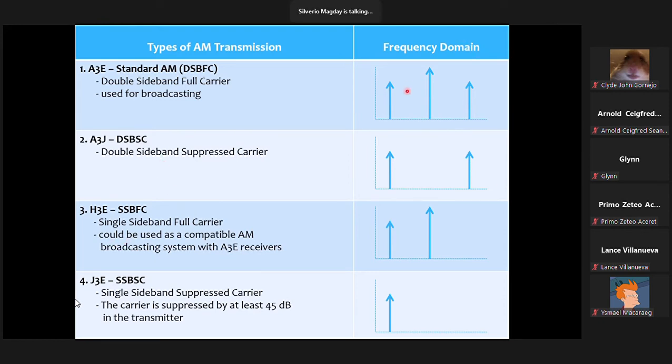Pag tinignan natin on the frequency domain, kung ganito yung nangyayari. So sa double sideband full carrier, meron ngayong carrier. Ito naman suppressed carrier, so nakikita lang natin yung two sidebands. Pag H3E, meron yung carrier at the same time yung one single sideband. Single sideband suppressed carrier. And meron din dito sa definition saan siya most likely ginagamit.